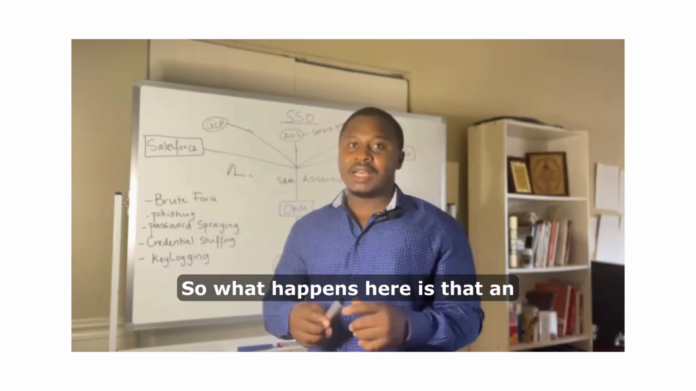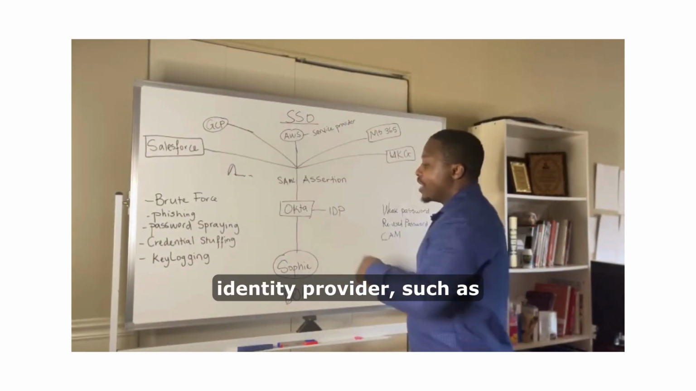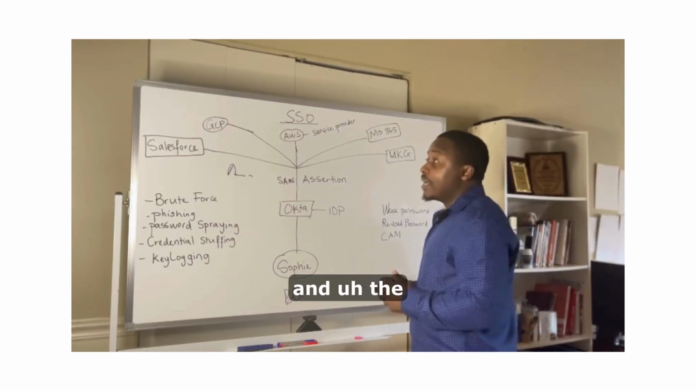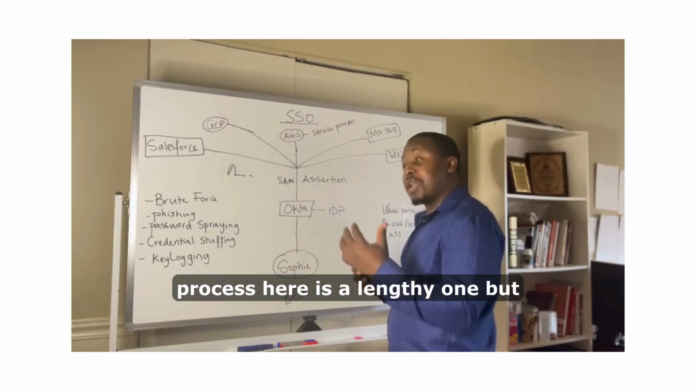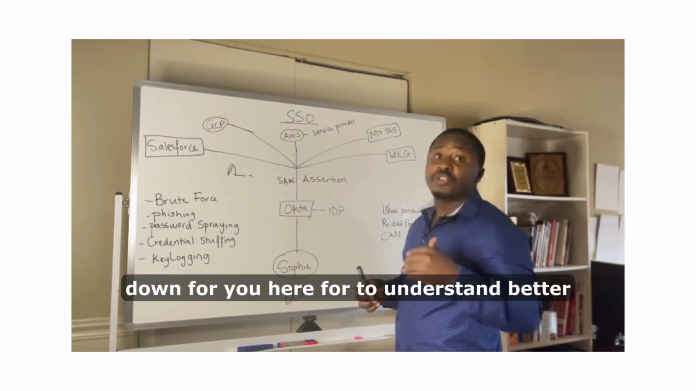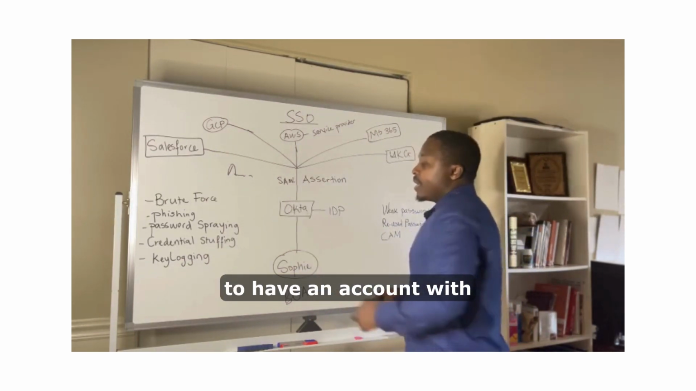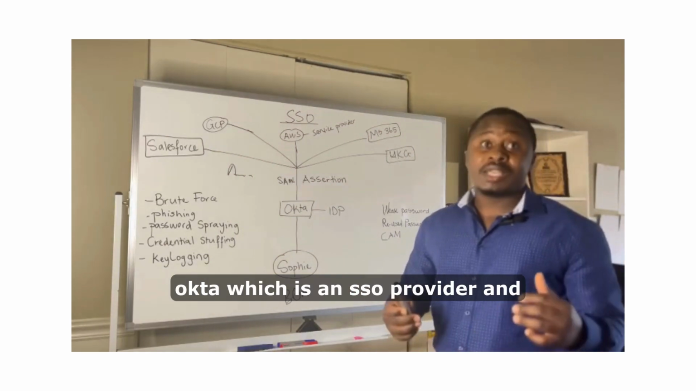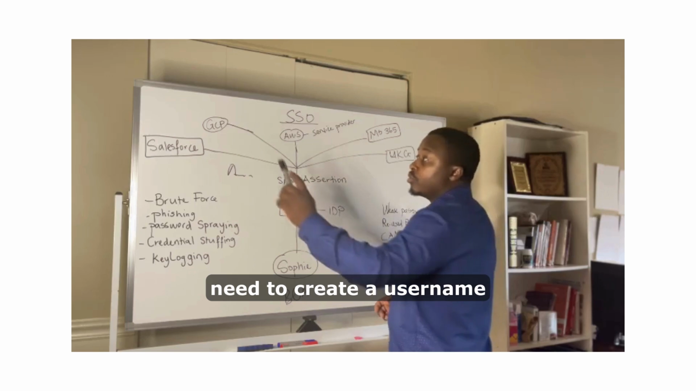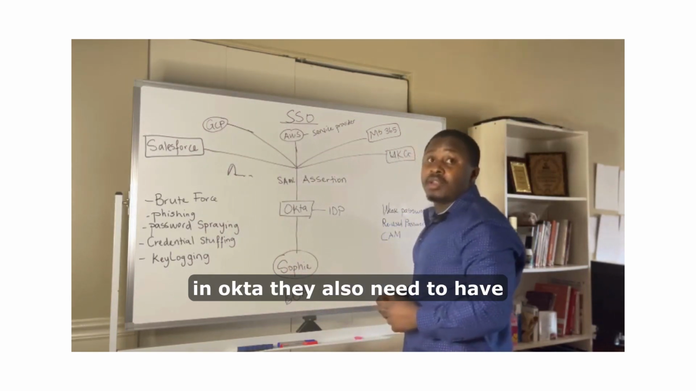So what happens here is that an SSO provider or an identity provider such as Okta will come into play. The process here is a lengthy one, but I'm going to make it simple for you. I'm going to put it down for you here for you to understand better. So Bank of America needs to have an account with Okta, which is an SSO provider. And the system admin will need to create a username and a password for Sophie in Okta.